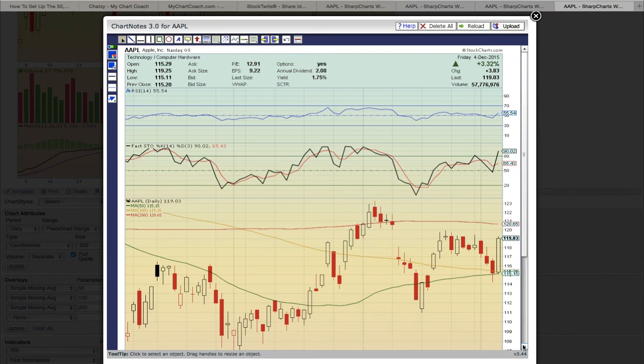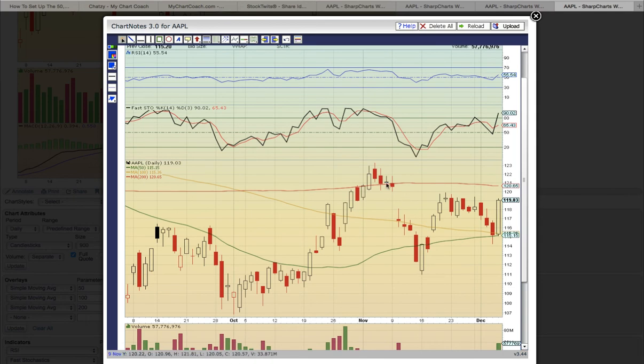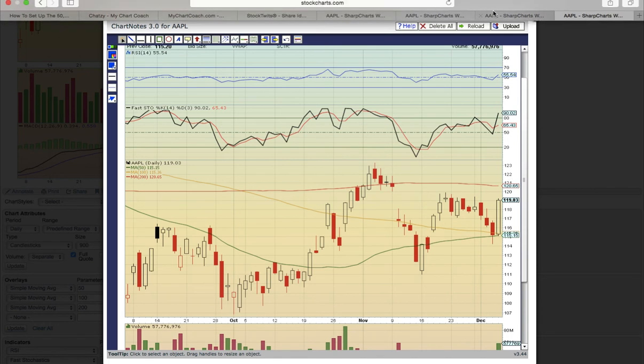As you can see here, back in the first week of November, that level broke, but Apple failed to hold that level, and there was a pullback. So going forward, candles forming above the 200-day moving average will equal more upside potential. Okay, let's look at the next chart.